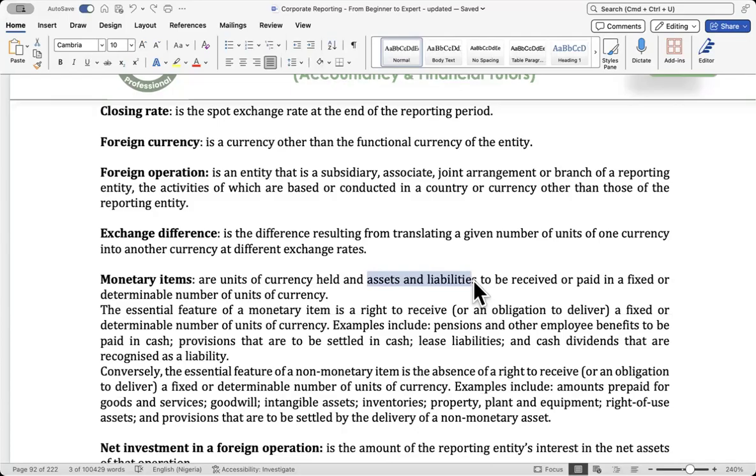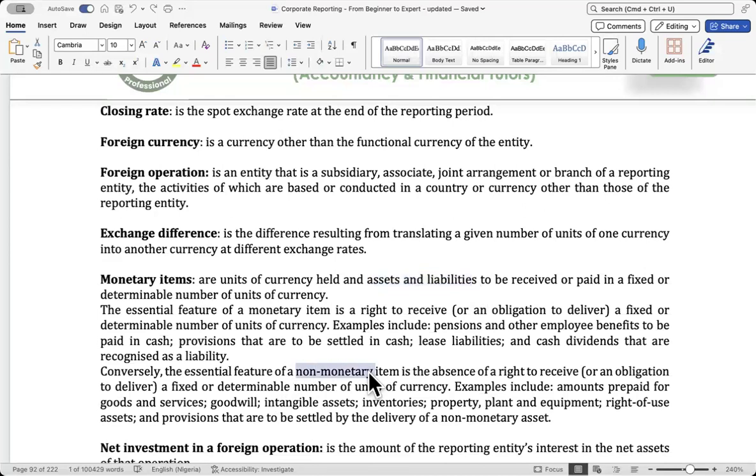The key understanding you need to have about what a monetary item is: number one, it is cash, like a unit of currency that is held. Number two, it could be an asset, and what you're receiving is fixed or determinable. You know how much. When I say fixed or determinable, I'm talking about cash, money. If it's a liability, then you must know how much you're paying in cash. Then that is a monetary item. And that is what makes it different from non-monetary.